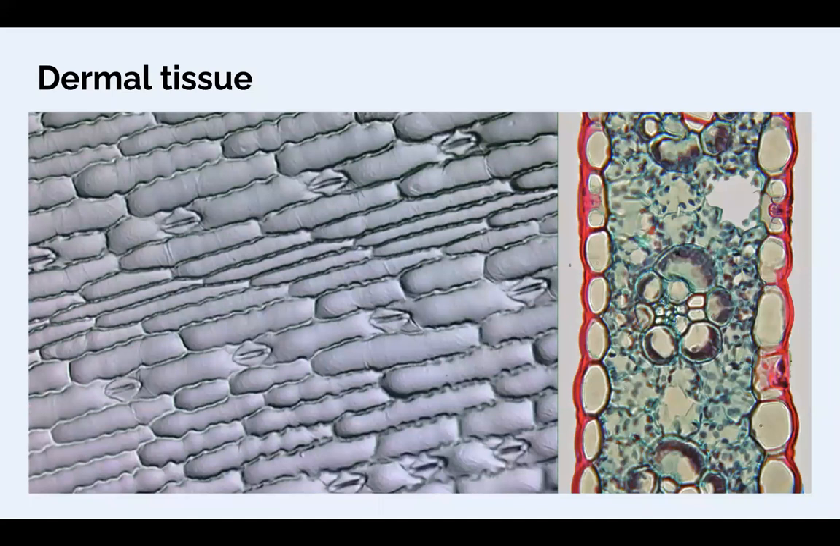So moving on to the next tissue system is the dermal system. And dermal tissue consists of the epidermis. So same term used in plants as in humans, basically the fancy word for skin. So in plants, the dermal tissue is just one layer of cells thick. So you can see it from the top. This is just looking down on the surface of a plant.